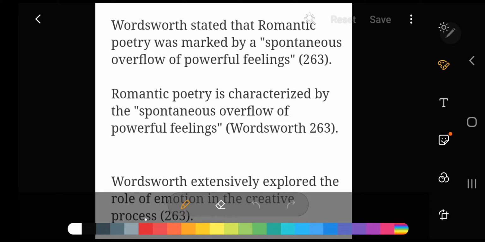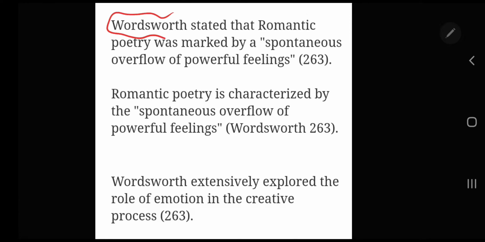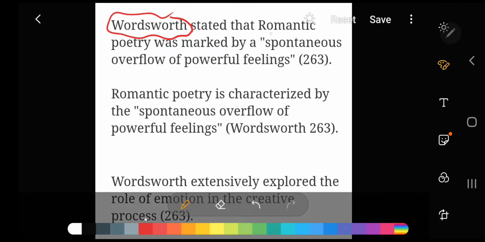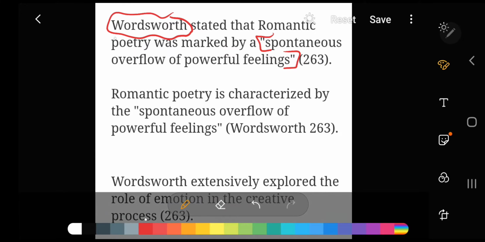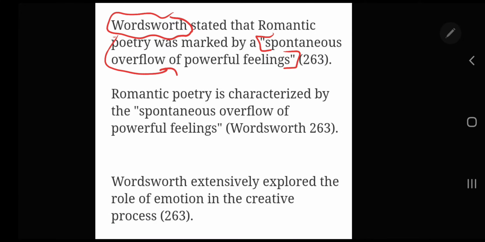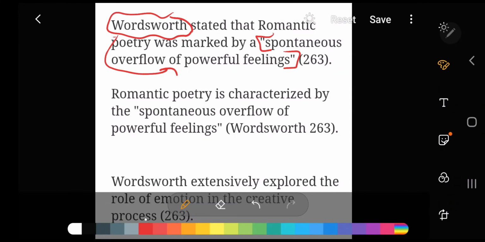Most important thing right off, we always give credit. We always give attribution to the author or authors. So if this was my evidence: Wordsworth stated that romantic poetry was marked by a spontaneous overflow of powerful feelings. Right there, we've got our author, that's Wordsworth. We've got our direct quote. You can tell because it's inside the quotation marks. So we know that Wordsworth said spontaneous overflow of powerful feelings.